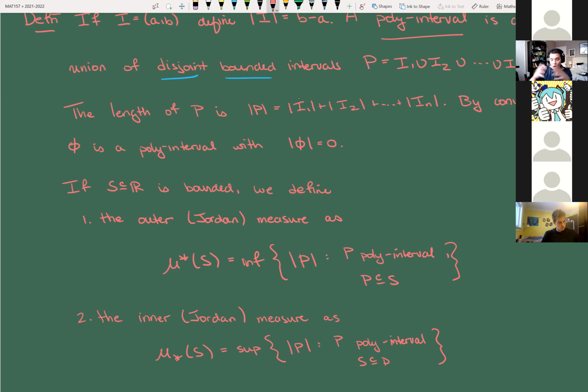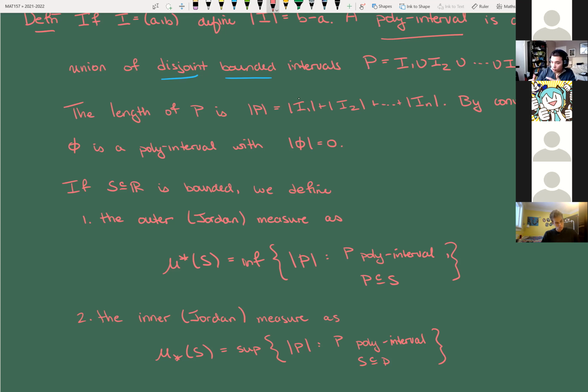Okay, so you over approximate the area. And the Jordan measure says, once you've over approximated the area, take the infimum over your over approximations. The inner measure is you under approximate the area, right? So you look at the polyintervals which live inside of your set, and then you take the supremum of those. So those are all under approximations, and then you take the best under approximation. And then you can probably guess what's coming up.